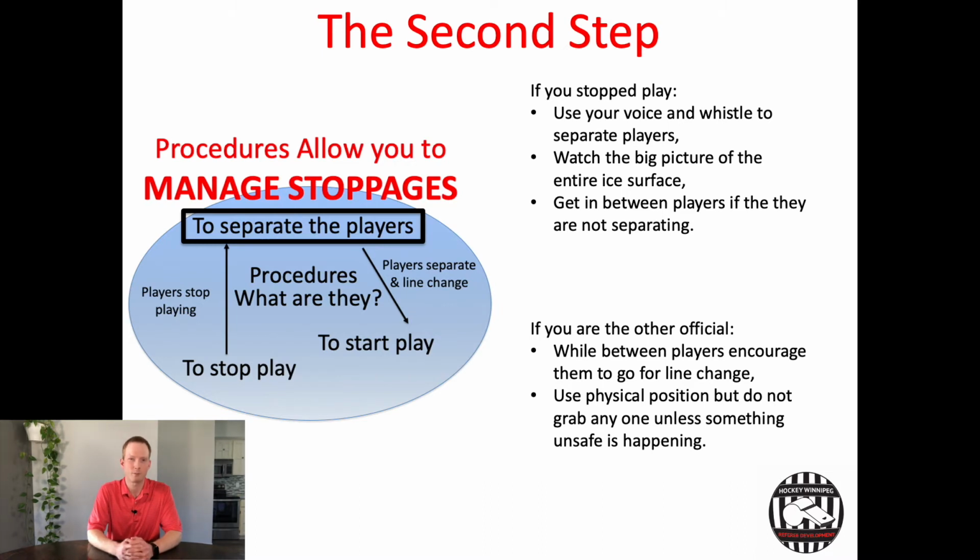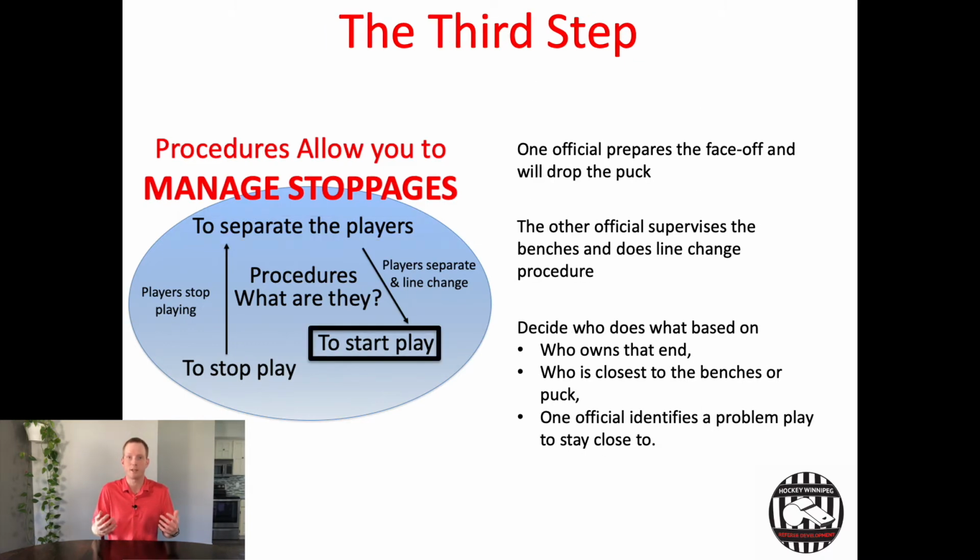You're going to use physical position. You're not going to grab players, but you're physically going to be in between players. You're going to avoid grabbing anybody because grabbing players just escalates situations. You only grab players if another player's safety is at risk, but you're physically getting in between players. So that's the second step, separating the players. The third step only happens when the players have quite literally separated and went towards their benches. So this is the third step.